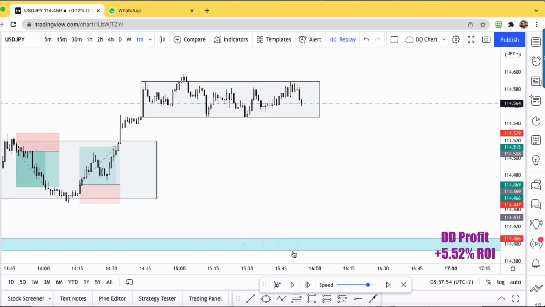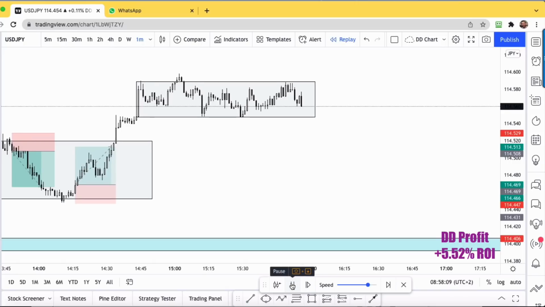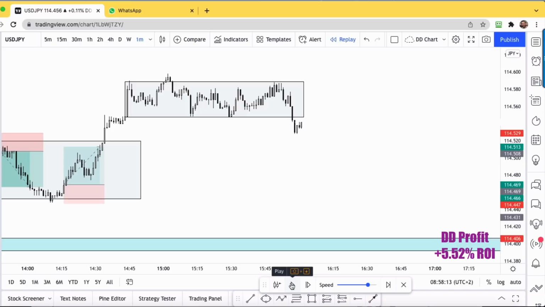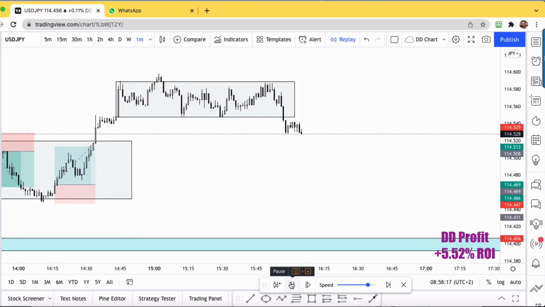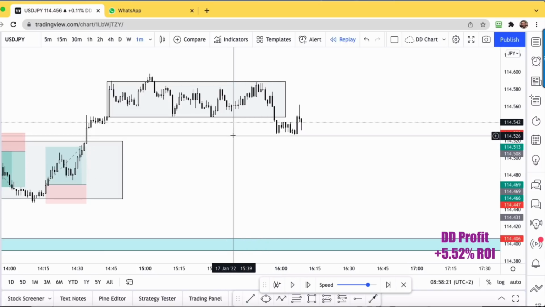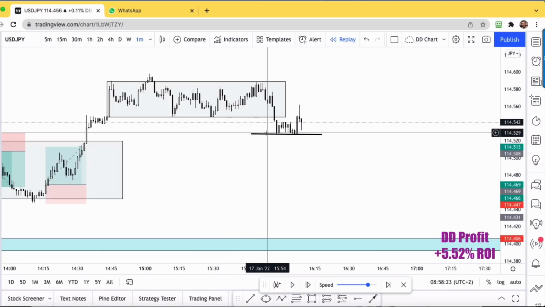Wasn't able to capitalize on that one. Not a lot of room, because I'm seeing this as a support point, and this would be my point of entry, and that doesn't give me a lot of room for profit. Okay, so now we broke out of it. Maybe we'll retest it. Okay, so this seems to be now a support point.